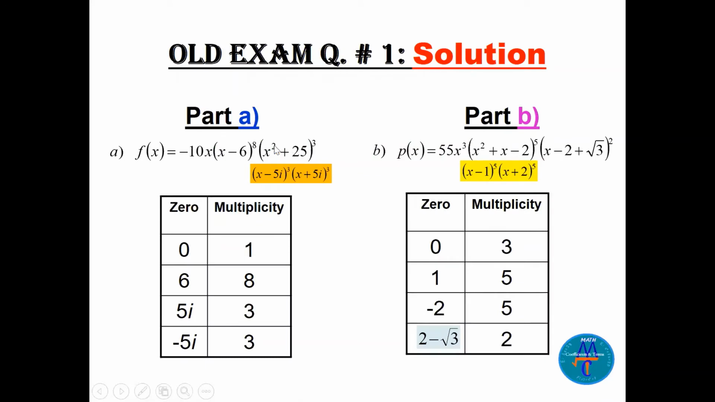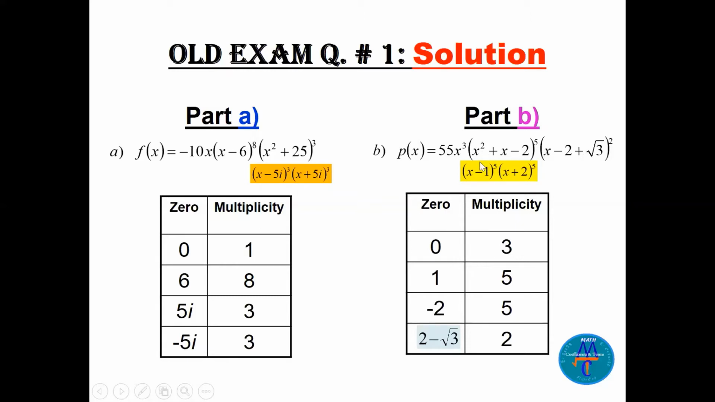The first one, x squared plus 25, will be x minus 5i, x plus 5i, each one cubed, you see? So the zeros are 0, multiplicity 1, and then 6, multiplicity 8. This minus 10 is the leading coefficient, so we don't count it in the zeros. We have 5i and minus 5i. In the second one here, 55 is the leading coefficient, so we have 0 repeated 3 times.